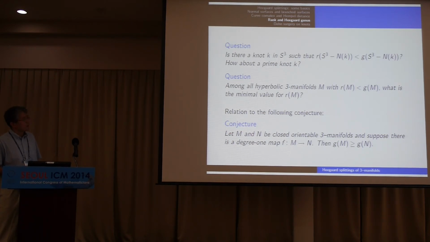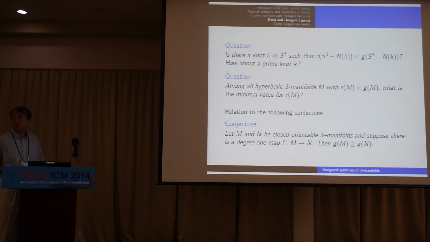So, if you have two closed manifolds and there's a degree 1 map, then the conjecture is that the Heegaard genus of the manifold M is always bigger than or equal to the Heegaard genus of the target manifold N. Because if you have a degree 1 map, the map is surjective on the fundamental group, so actually the rank of M is at least bigger than or equal to the rank of N.